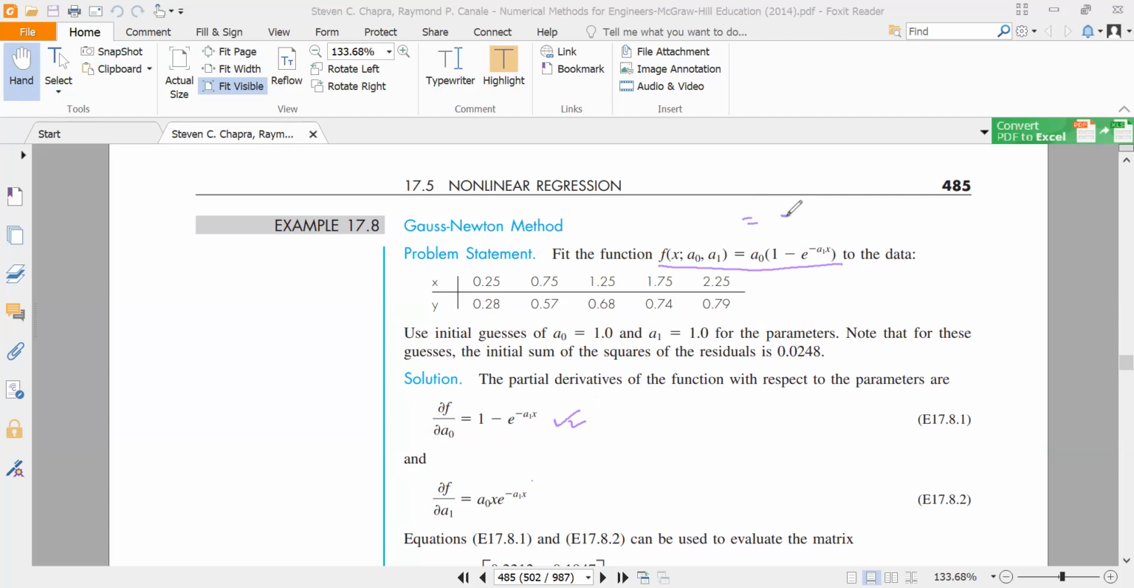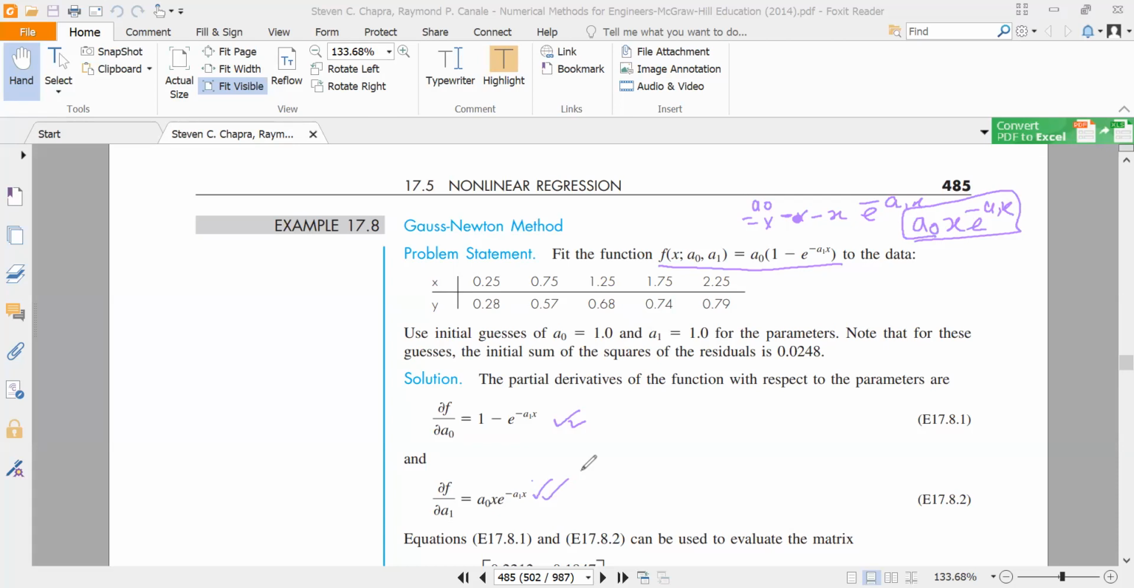It will be equal to a0, minus into minus x e to the power minus a1 x, and this is multiplied by a0, isn't it? Yes, sir. This is multiplication. Do not confuse it with x. So this will be equal to a0 x e to the power minus a1 x, isn't it? Yes, sir.